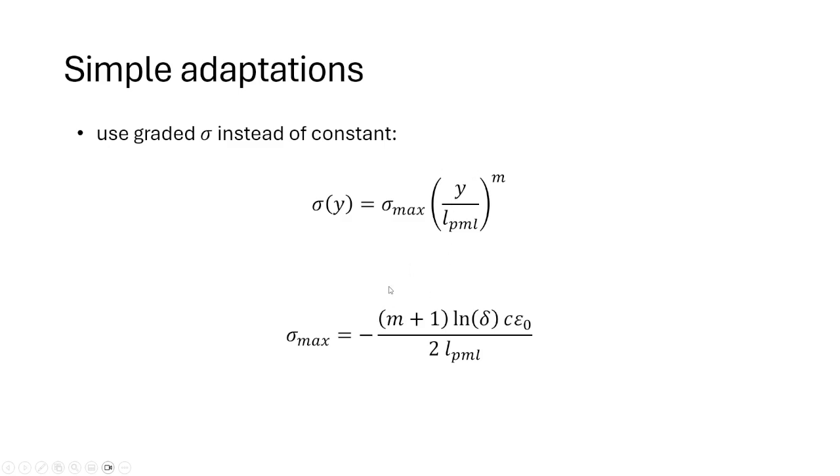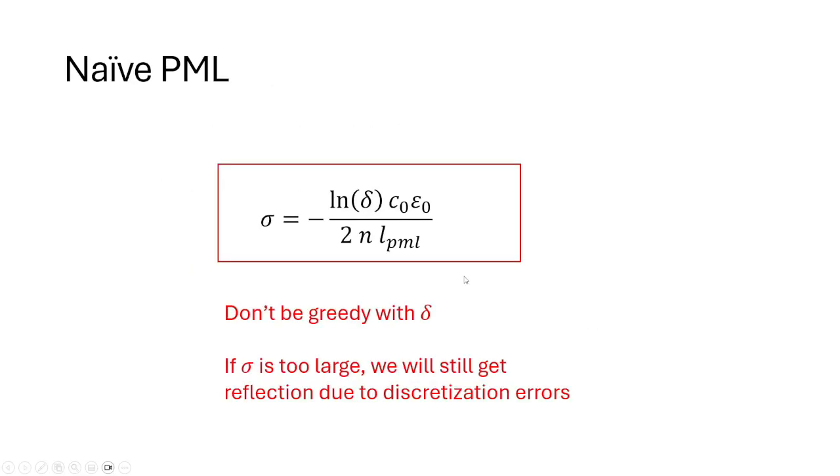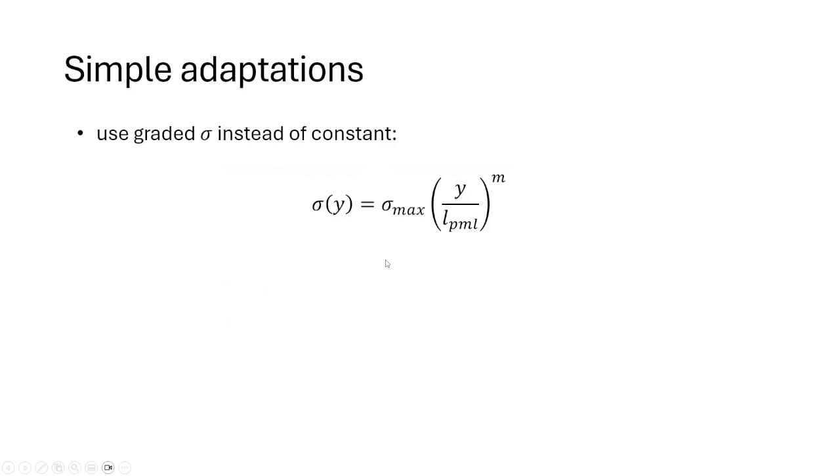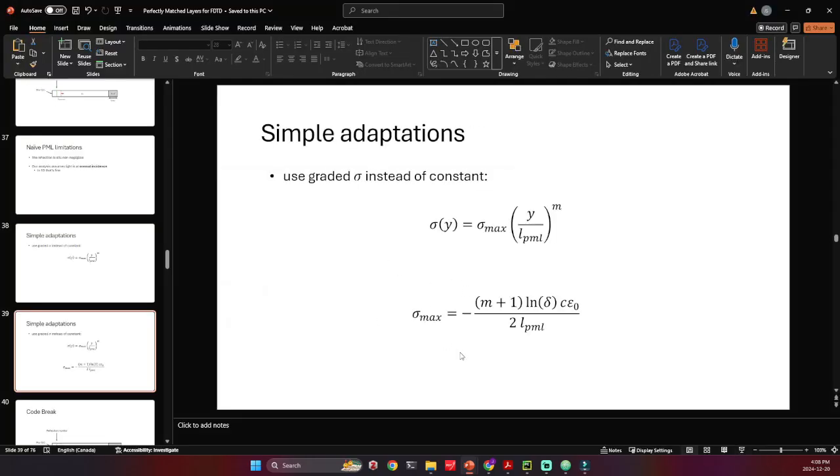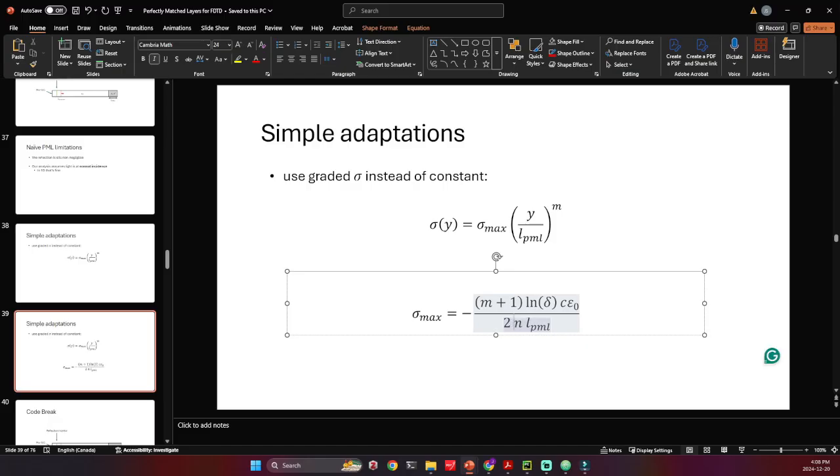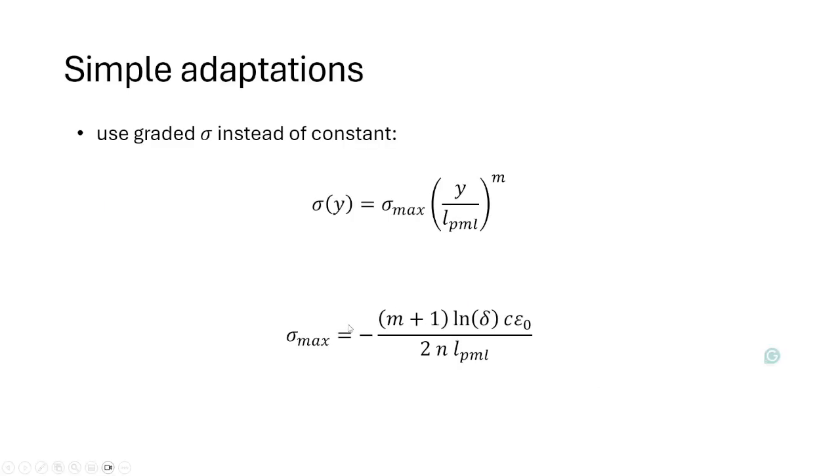Before, with a constant sigma, you can think of it as this, but with m equal to 0. If we plug m equal to 0 into this equation, we get the same equation as before. Oh, except for one thing: I neglected to put the refractive index in here. But there we go. Now it's the same equation as before if we set m equal to 0.